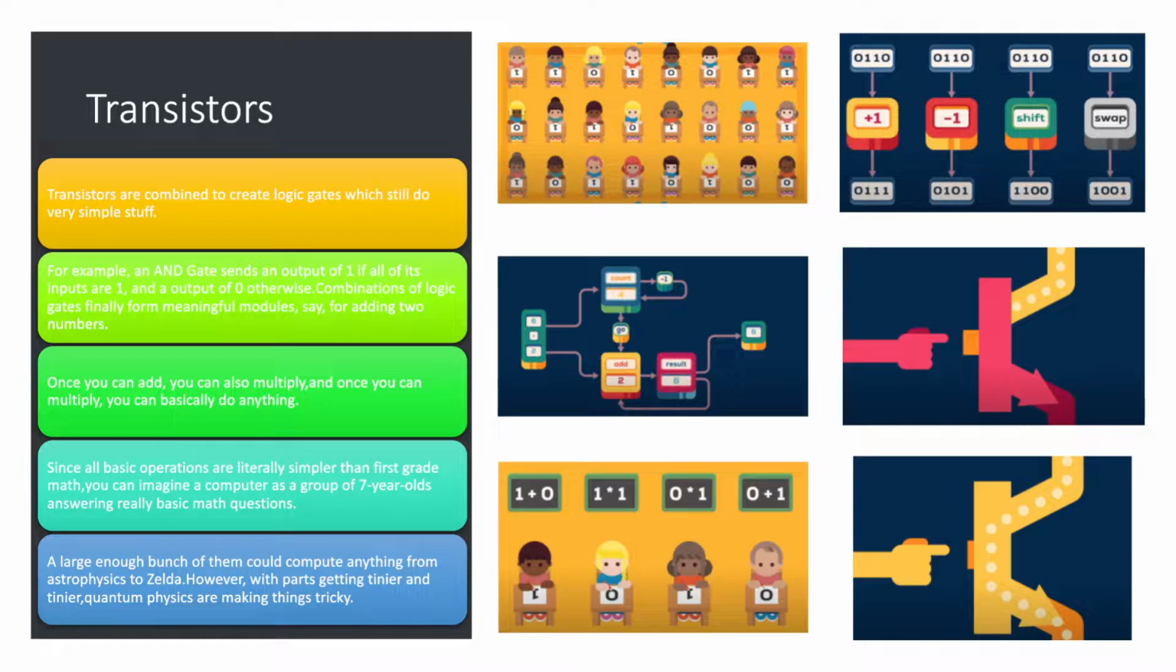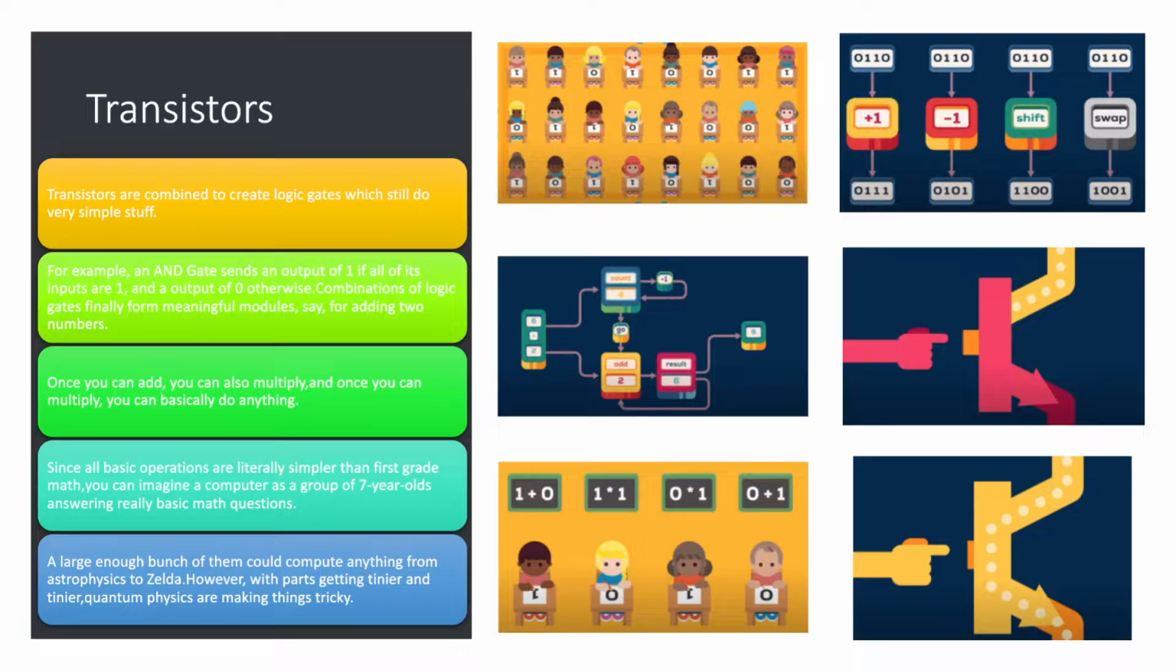Because all the fundamental operations are easier than first grade maths, we may consider a computer as a collection of 7-year-olds completing simple mathematical problems. They could compute everything from astrophysics to Zelda if there were enough of them. Quantum physics, on the other hand, is complicating matters as components grow smaller and smaller.